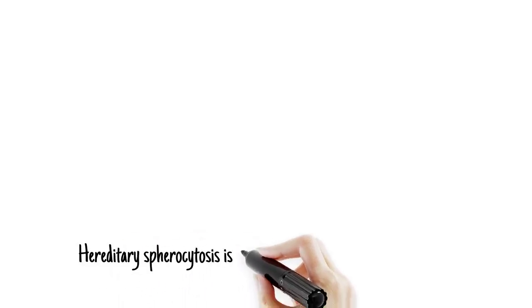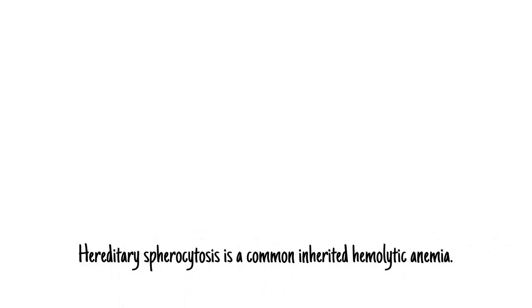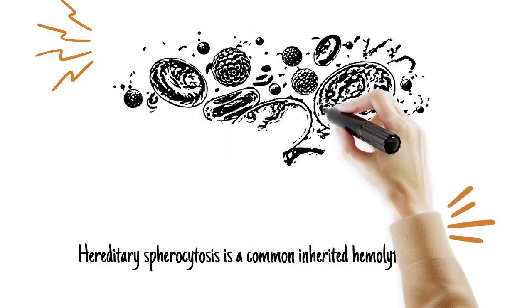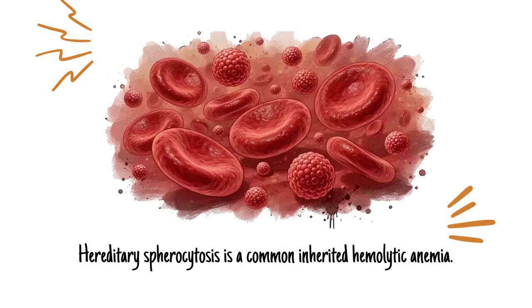Hereditary spherocytosis is the most frequently encountered inherited intracorpuscular hemolytic anemia in white populations and follows an autosomal dominant pattern. Red cells lose their normal biconcave disc shape and become spherocytes, small, dense, sphere-shaped cells that are selectively trapped and sequestered in the spleen, making splenomegaly a prominent finding.